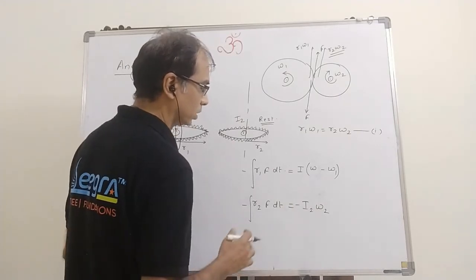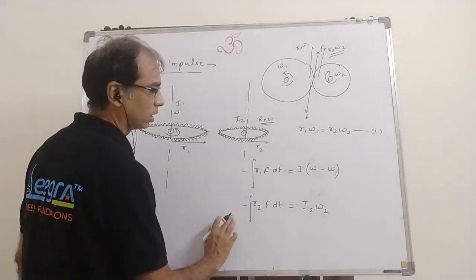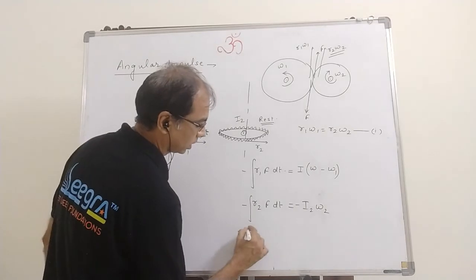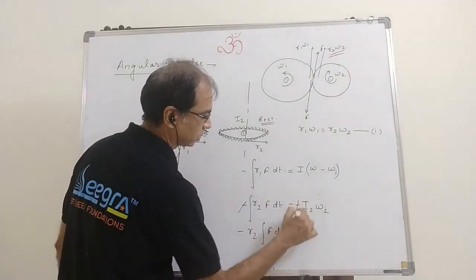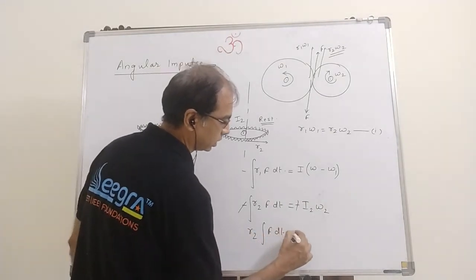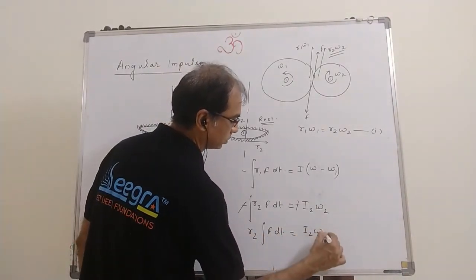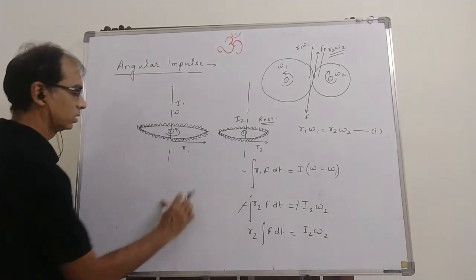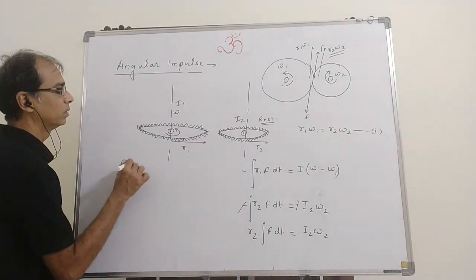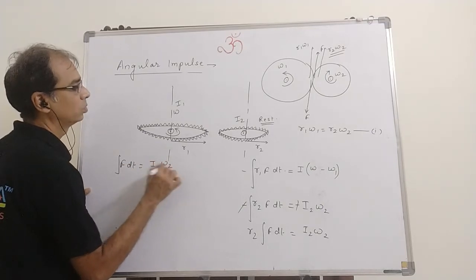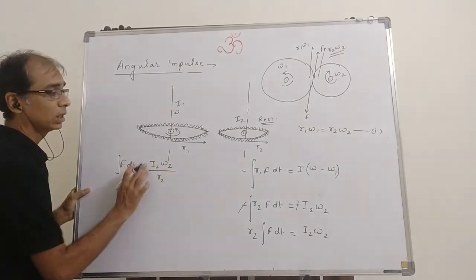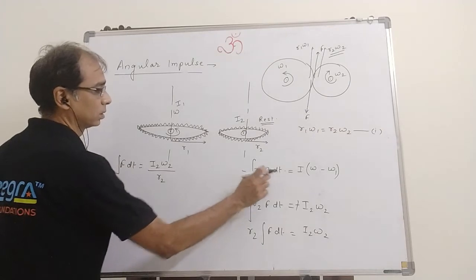Now what we can do in this case? Now this R2 I am taking outside. Okay, minus R2, then we have F dt. This minus minus you cancel. R2 F dt equal to I2 omega 2. So F dt value is what? F dt value is coming I2 omega 2 by R2. Now this value I am going to put in this one.